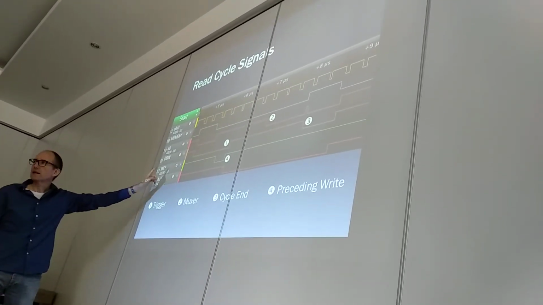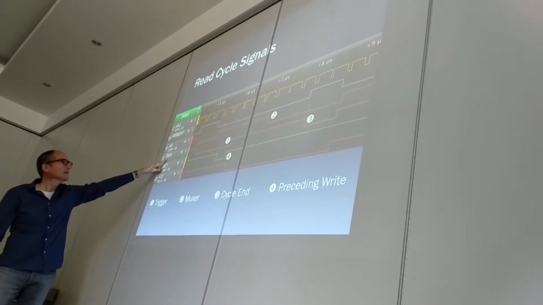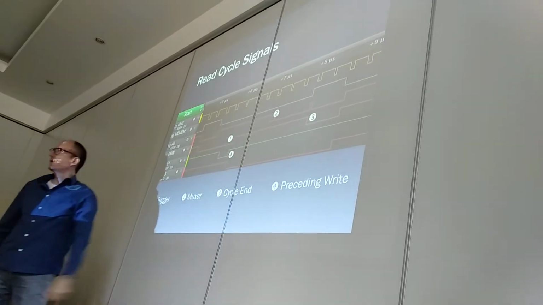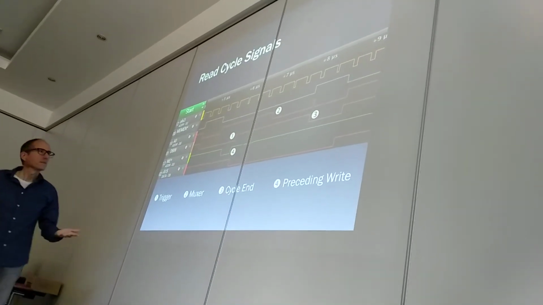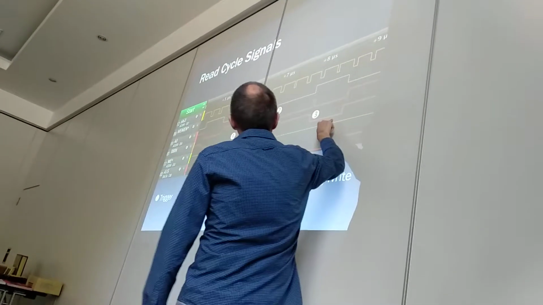So a read cycle starts when this signal goes high. So we see this here. This goes from low to high. This means the read starts. And again, it stops when it goes low again.